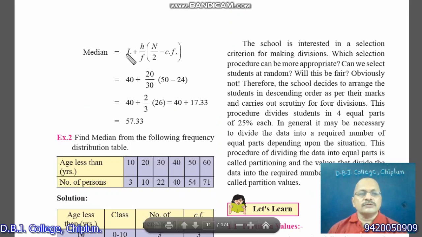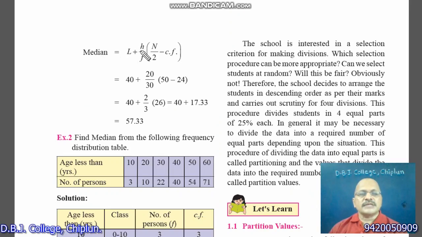So putting the values in the formula, L plus H by F into N by 2 minus CF: 40 plus, H is 20, F, the frequency of the median class, is 30, N by 2 is 50, and CF is 24. We have seen it on the previous page. Now 40 plus 2 by 3 times 26 gives you 40 plus 17.33. The answer is 57.33. Remember that this is all for revision purposes.